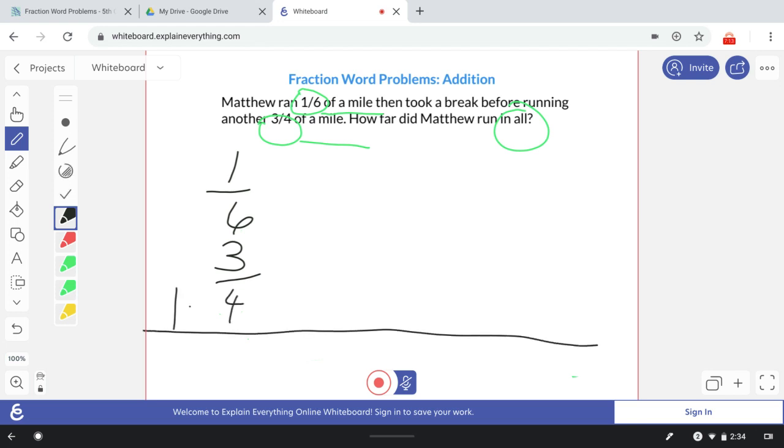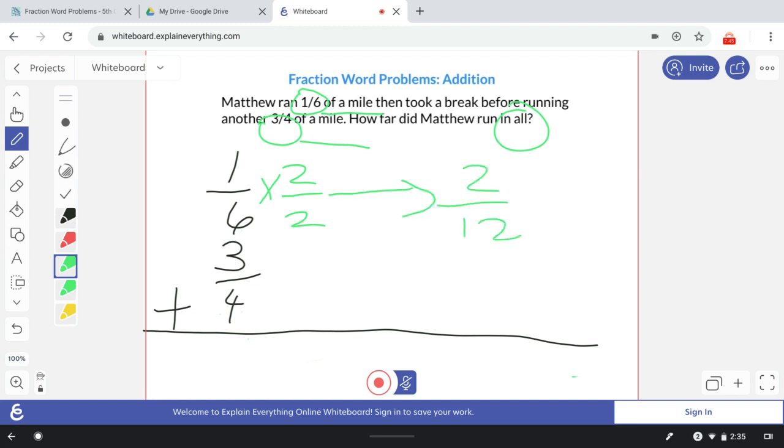And I'm going to add them. I always want to remember the operation that I am choosing to do. First thing I need to find is a common denominator, and I do that by thinking of the least common multiple between 4 and 6. The least common multiple between the two is 12. So 6 times what gives me 12? Well, 6 times 2 is 12. So whatever I do to the denominator, I need to do to the numerator. So then I end up with 2/12.